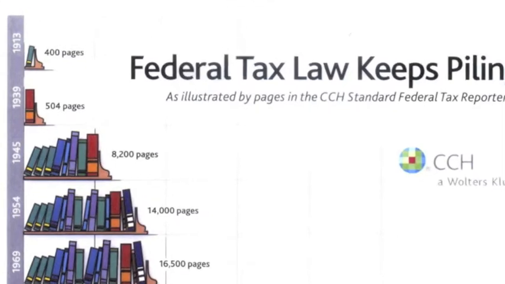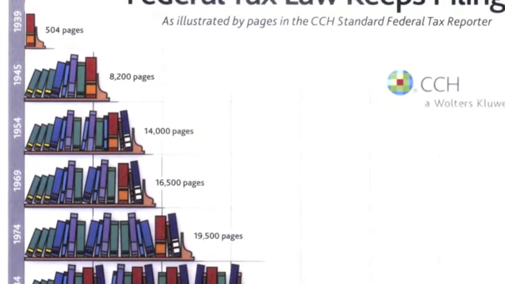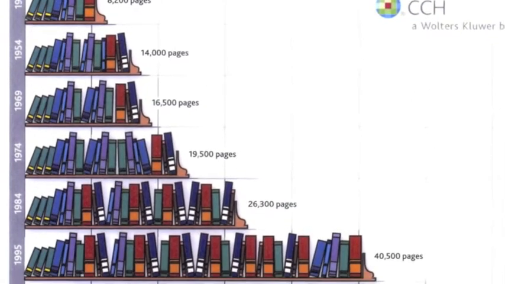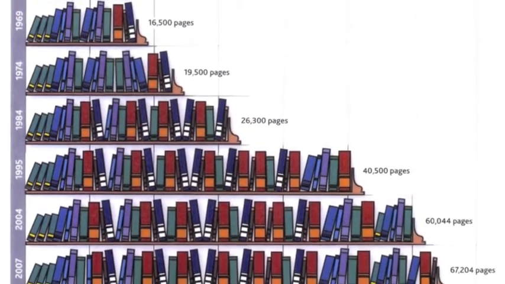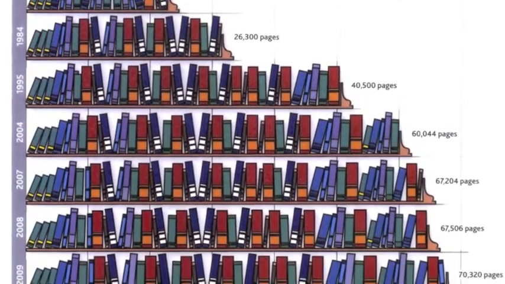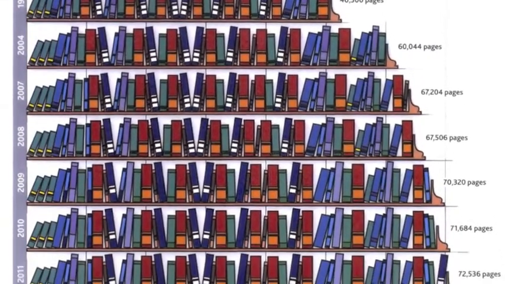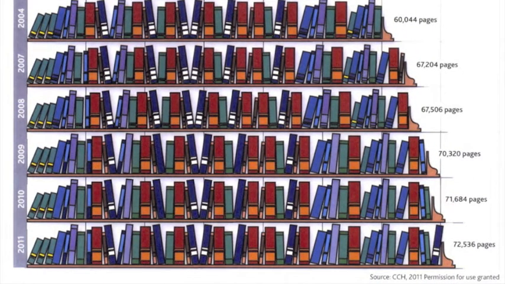In 1903, the entire US tax code was 400 pages. By the end of the Second World War in 1945, the code was 8,200 pages. In 1995, it was 40,500 pages. Today, it is 72,536 pages.